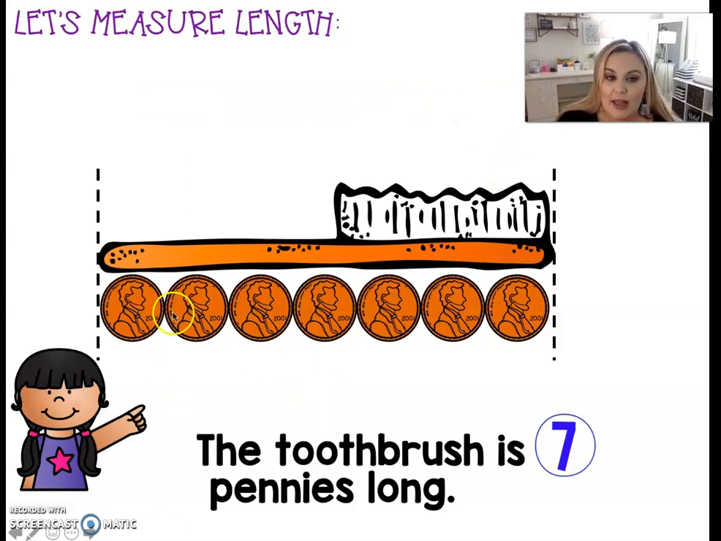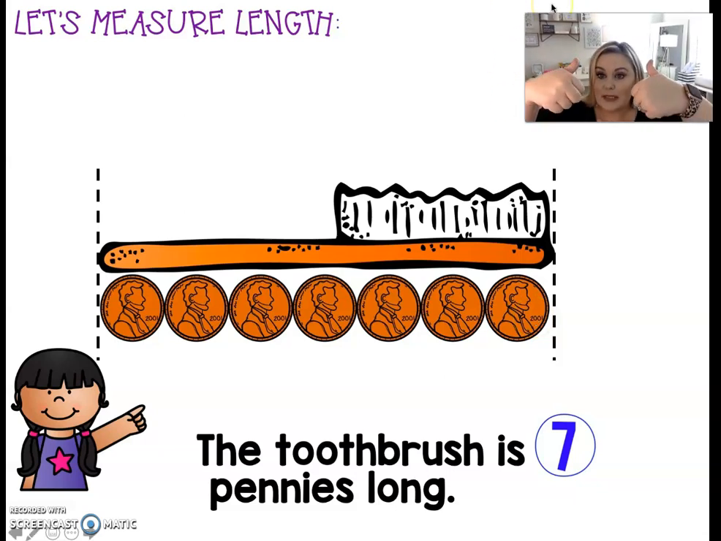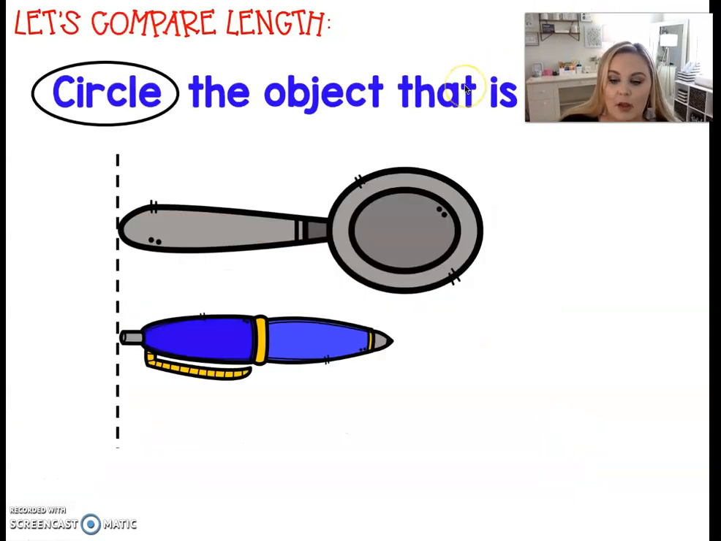Let's count. 1, 2, 3, 4, 5, 6, 7. The toothbrush is 7 pennies long. 2 thumbs up if you got 7. Nice job. Okay, now we are moving on to the next activity.